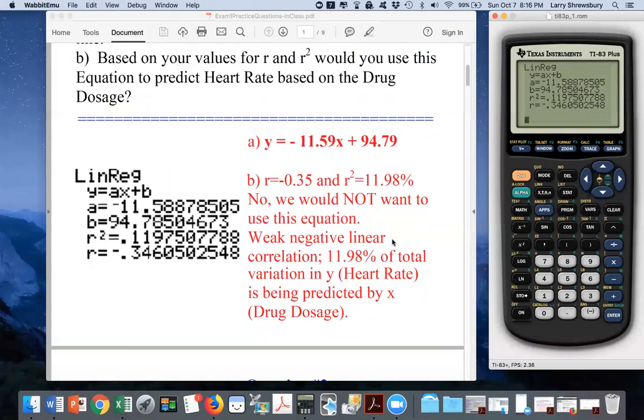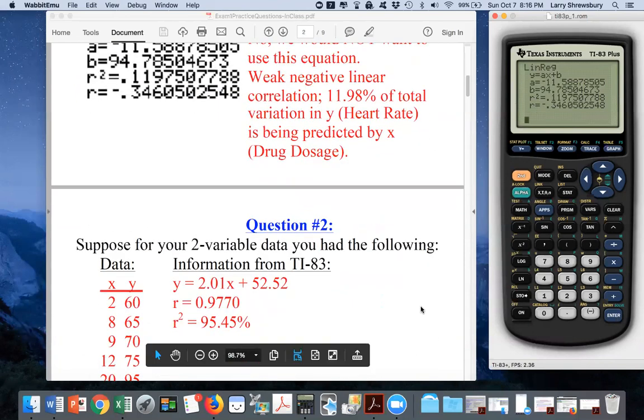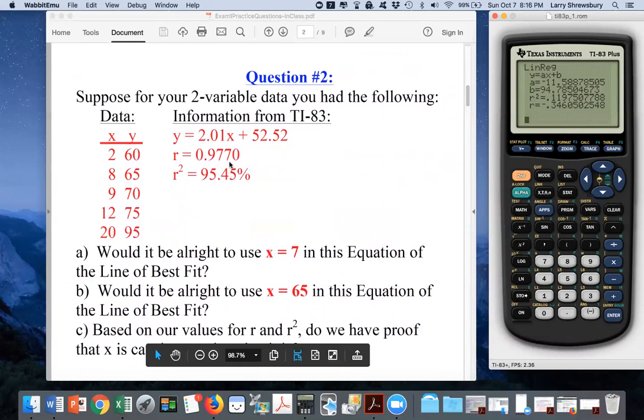All right, but this is a good fundamental summary of what you want to be able to do on the exam. Get the equation, the values for R squared and R, and be able to interpret the values for your R and R squared. Now this one's all concept because you see they've already done the work for you.